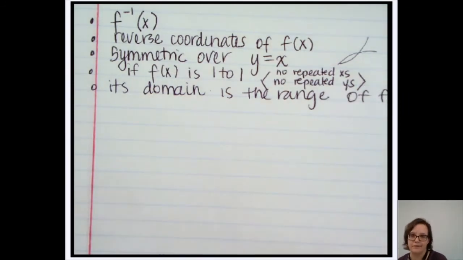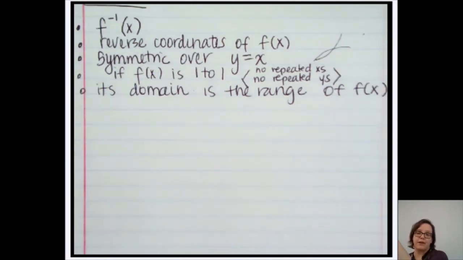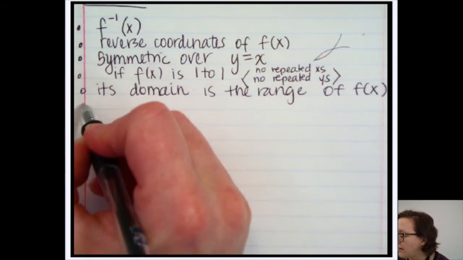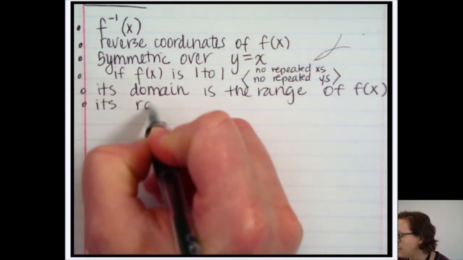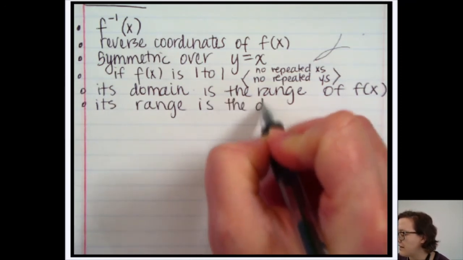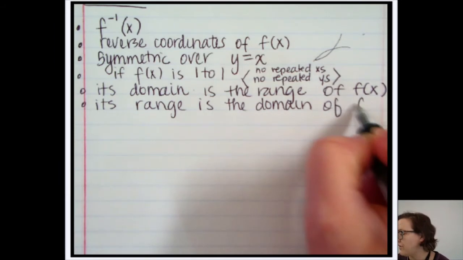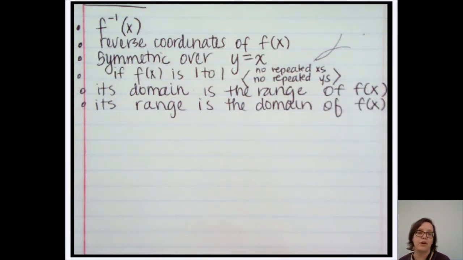Now, why does that happen? That happens because we flip-flopped our x and y, and the domain is the x and the range is the y, so when you flip-flop it, that switches. That also means that its range is the domain of f of x. So after a while, we do have to say what our range or our domain is on our inverse.